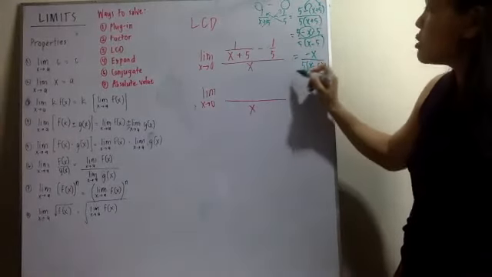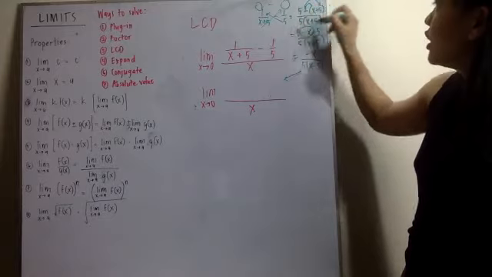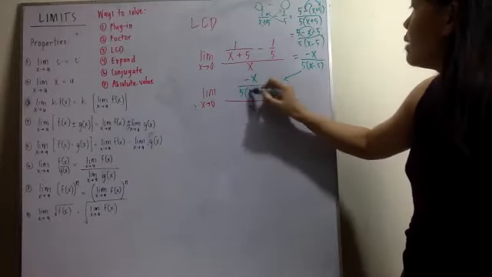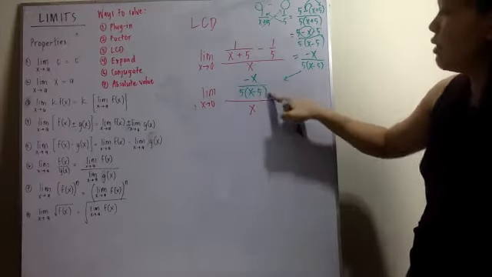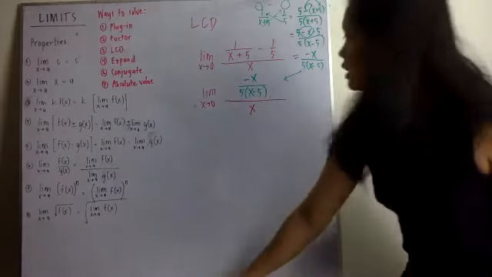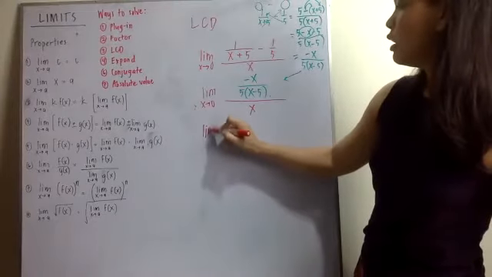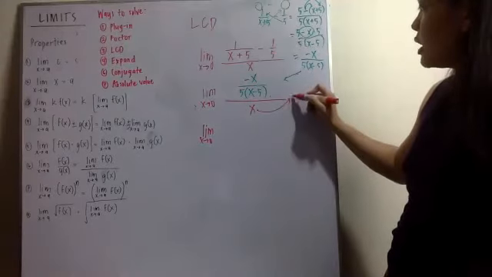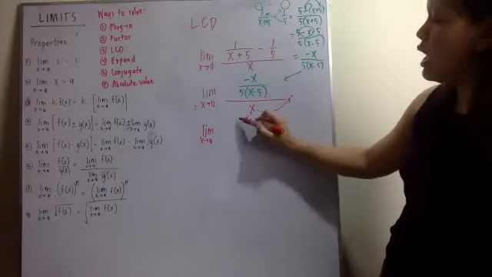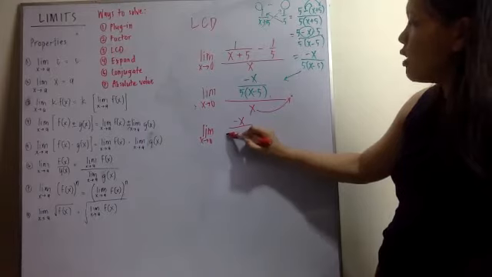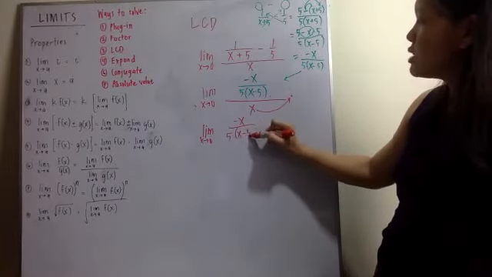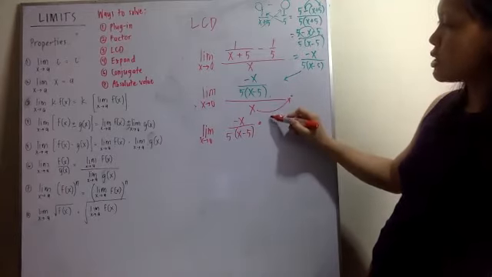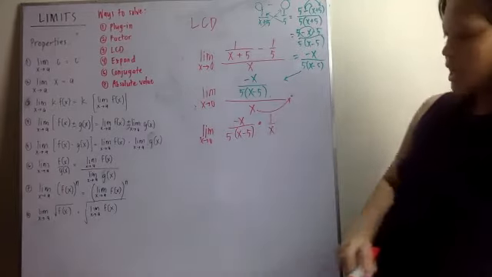So yun na isulat natin dito, instead of ito. Simplified na. Negative x over 5 times x minus 5. Okay? So, rewrite natin to. Limit as x approaches 0. Yung nasa baba, pwede natin siya gawing multiplication and reciprocal lang. So, negative x over 5x minus 5 times reciprocal nito. Reciprocal of x is 1 over x.